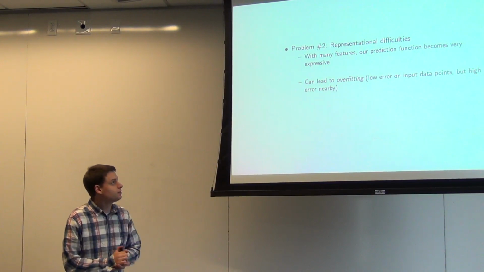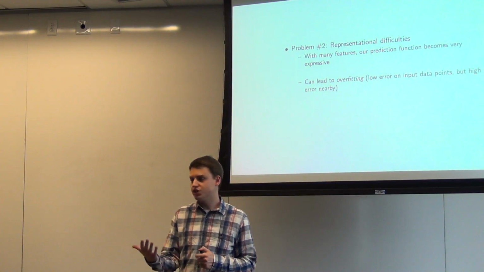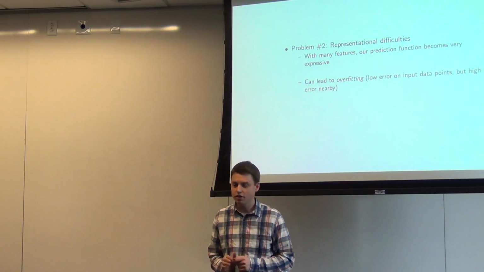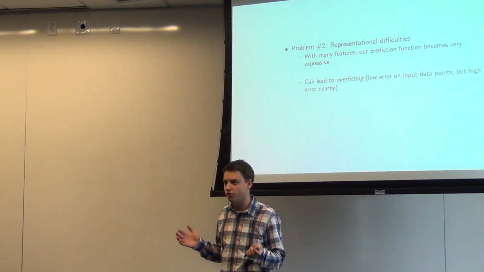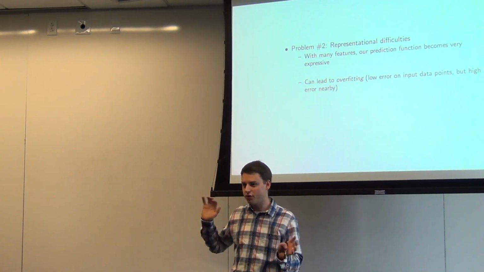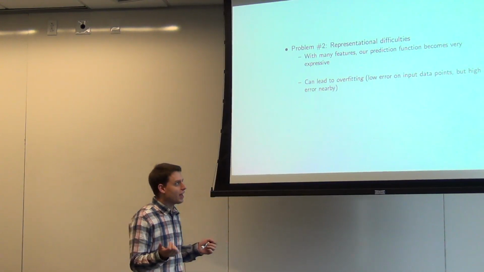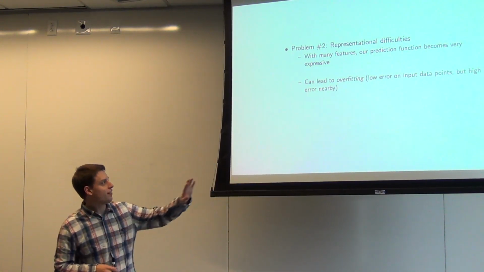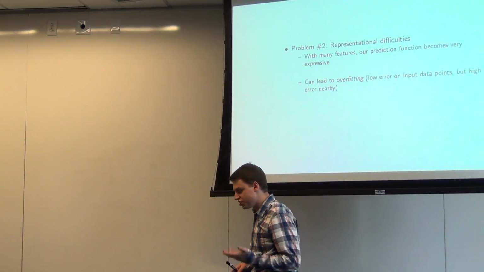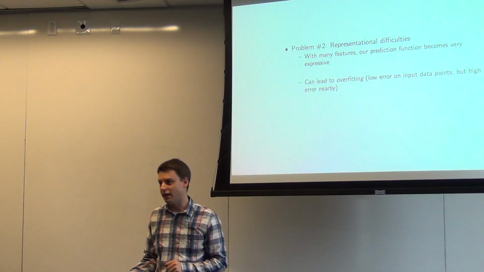The problem here is that as you add more and more features, our prediction function becomes extremely expressive. And that seems intuitive, right? If you have a 200th degree polynomial, that's a very powerful function you have at your disposal to try to fit this data. I'm going to define this more formally when we talk about evaluating machine learning algorithms, but just intuitively, you can imagine that you might overfit your data.